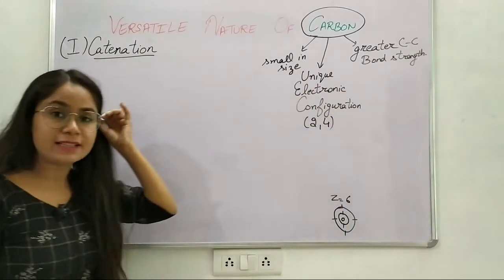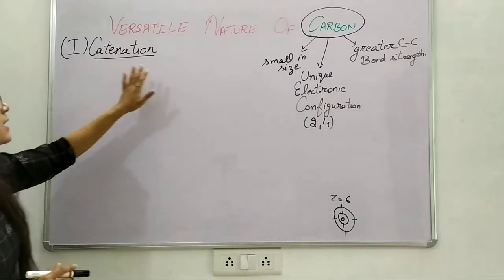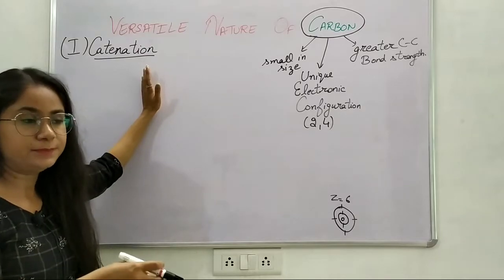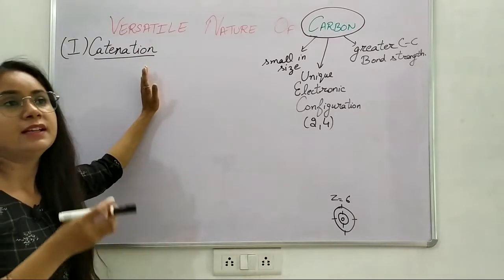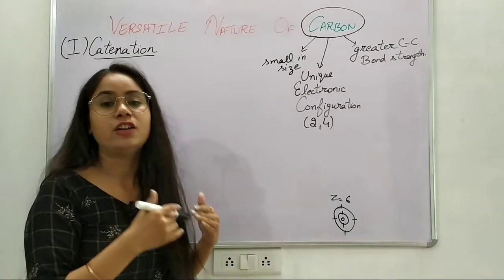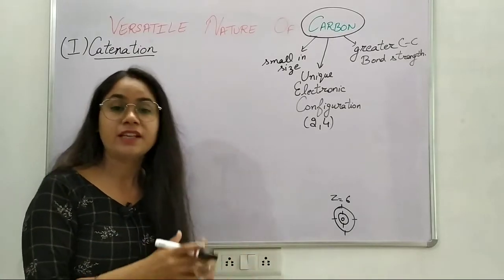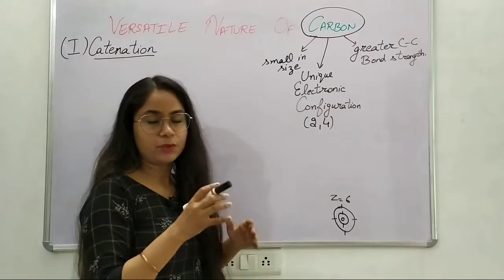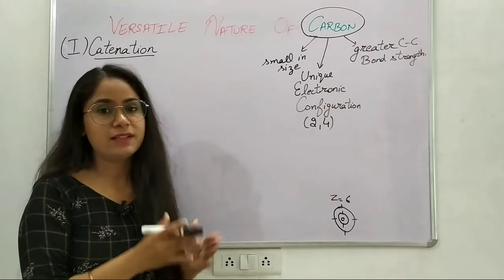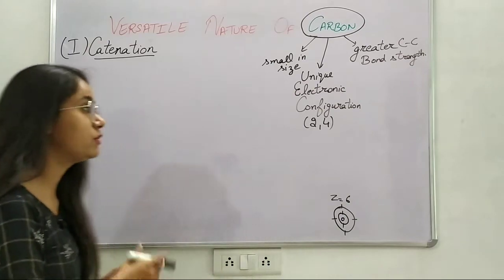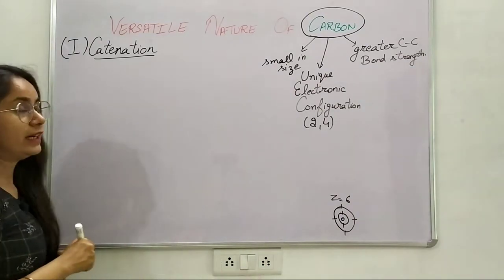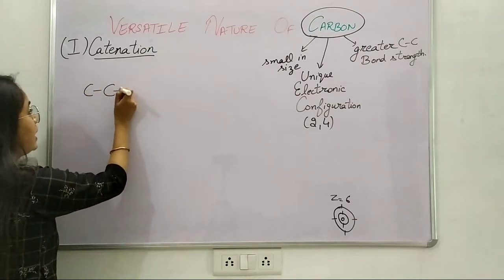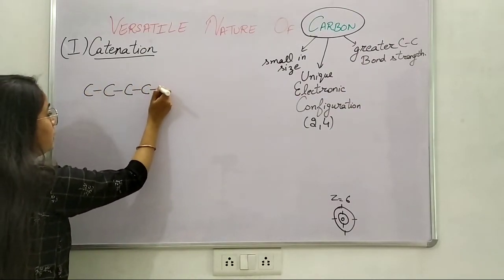In case of catenation, dear students, it is a property of self-linking of one atom in order to make a straight chain, a long chain, a branched chain, or a cyclic ring-like structure. I am not going to stick with the definition. Of course I will explain with the help of examples because it makes it easier for you all. So what does it mean? In case of catenation, I have carbon atoms.